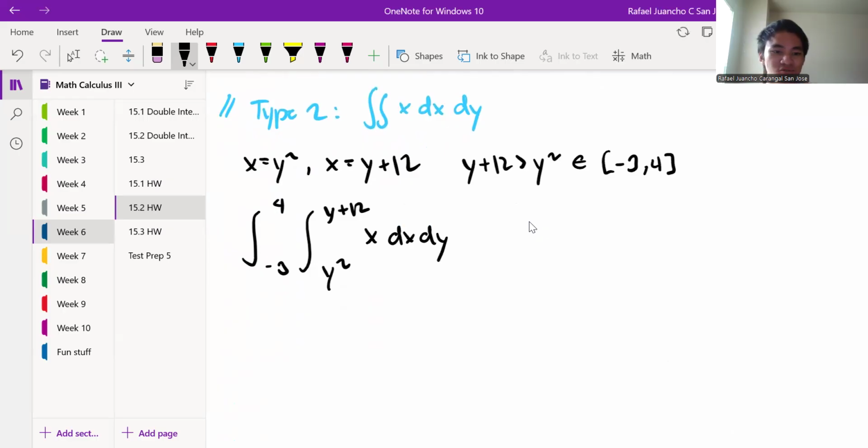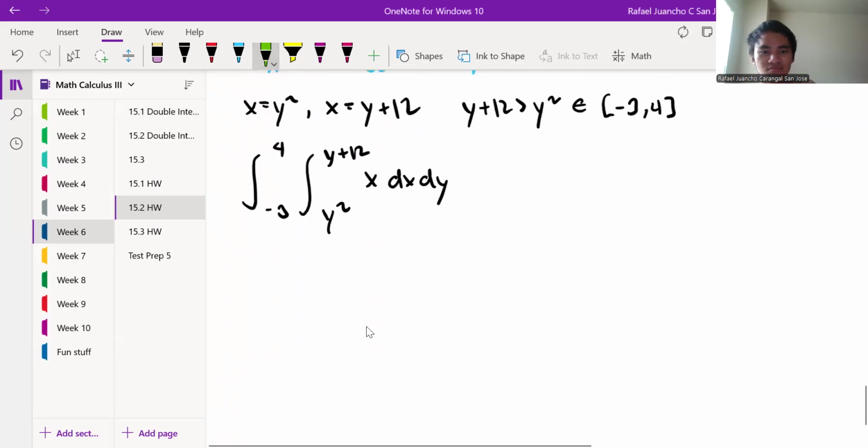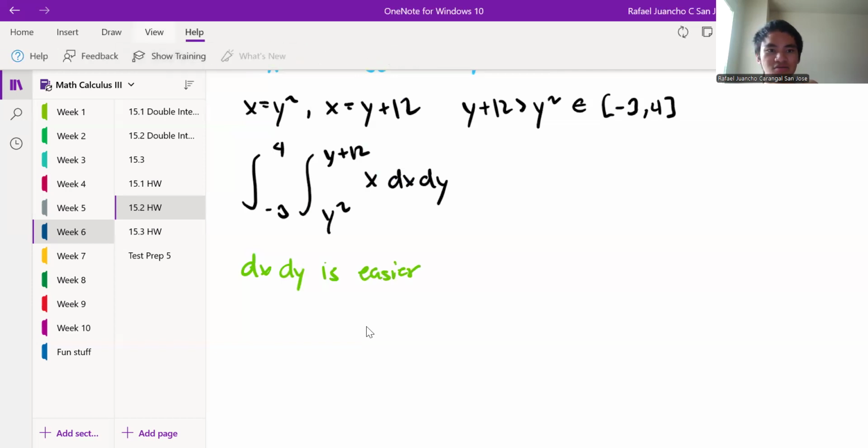Now the question, which one is easier to solve? Dx dy is easier. Why? Because the limits of integration for x are simpler functions of y. So dx dy is easier. Honestly, I can't really tell, in my opinion. It just says that's easier.